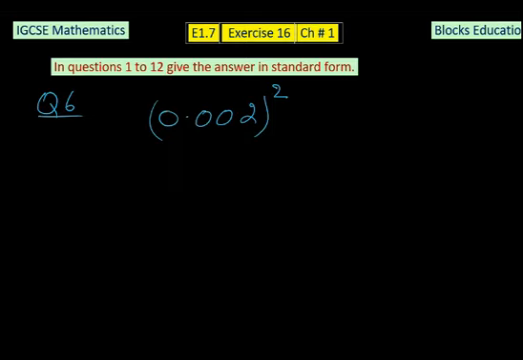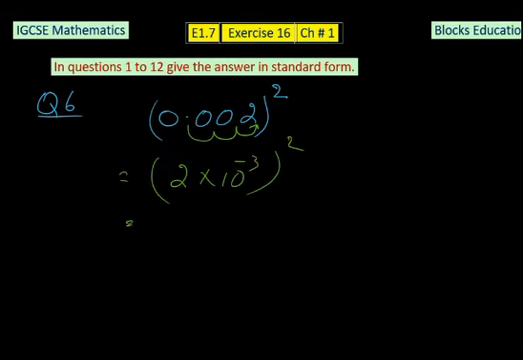In question number 6, we are given 0.002 whole raised to power 2. Let's write it in the standard notation. You have to move the decimal 1, 2, 3 places towards the right. So you can write 2 into 10 raised to power, because the decimal has moved towards the right, it will be minus 3 places, and it is whole power 2.